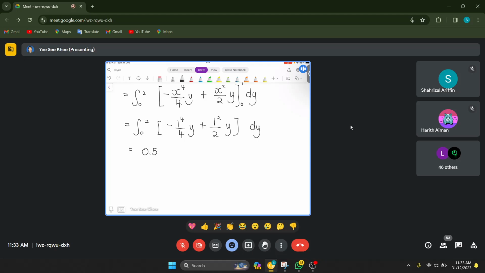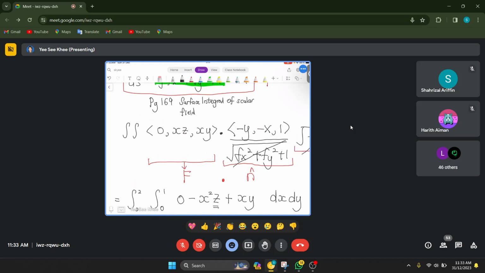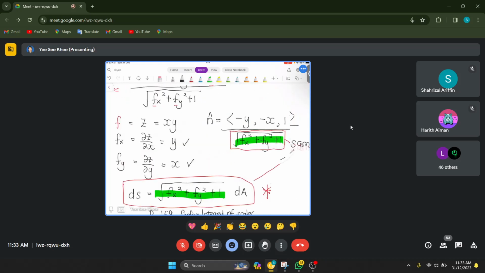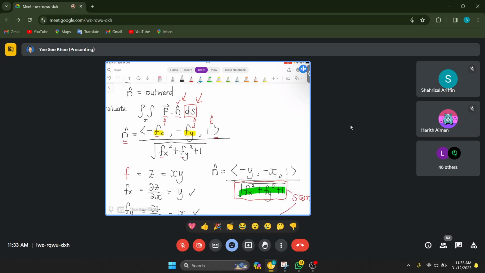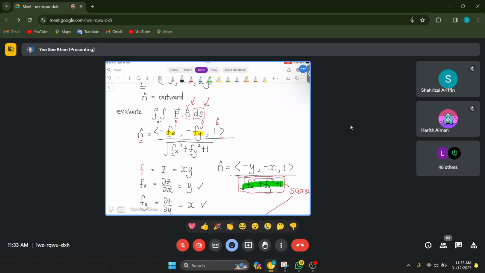So this is how you find out the surface integral of a vector field. Everything okay? Are you clear about the steps and procedure? First, you find out the n, and you identify which equation you want to use.